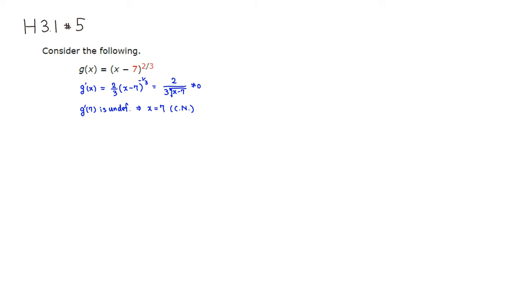So let's do a number line here. The only critical number we have is 7, so I just put a tick mark for 7. Let's try anything smaller than 7. So I'm going to do g prime of, like, 0 if you want.